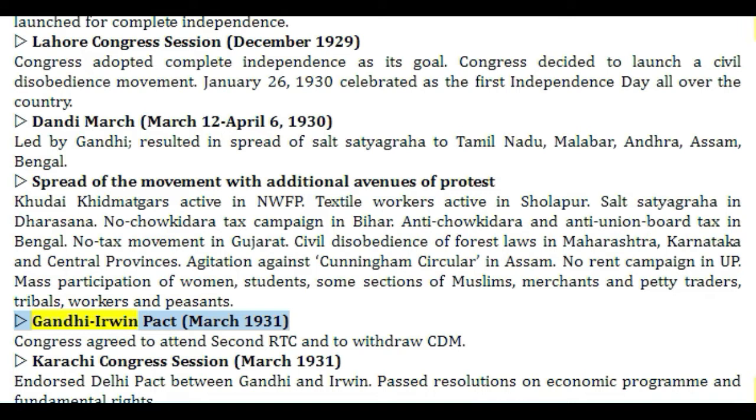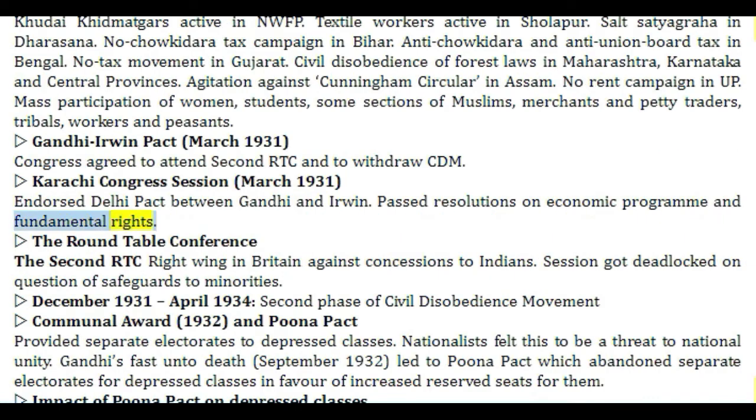Gandhi-Irwin Pact, March 1931, Congress agreed to attend second RTC and to withdraw CDM. Karachi Congress Session, March 1931, endorsed Delhi Pact between Gandhi and Irwin. Passed resolutions on economic program and fundamental rights. The second Roundtable Conference: right wing in Britain against concessions to Indians. Session got deadlocked on question of safeguards to minorities.